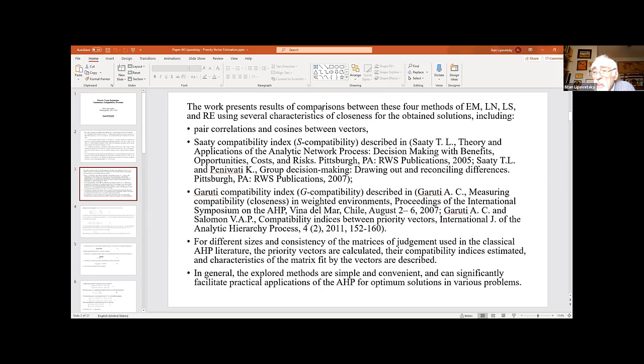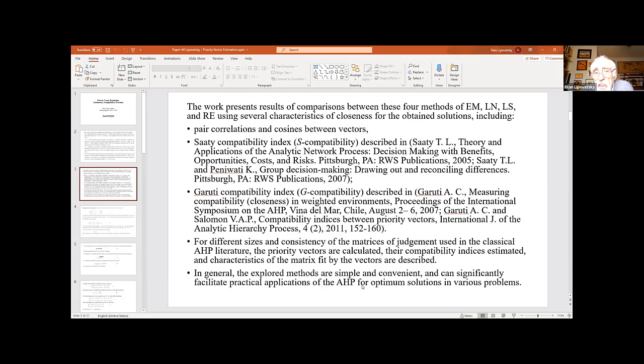The next, mentioned today already, is the Saaty compatibility index, S compatibility or S index, suggested already 15 years ago. And it is not very much used because it's not very clear what it actually compares, on what it depends.